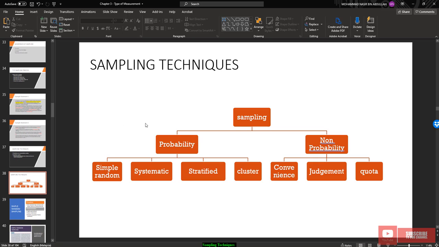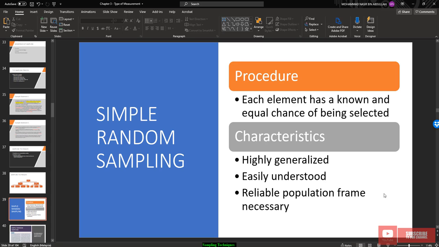Now look at this chart. In sampling techniques, we have two parts. First is probability sampling techniques, and the other is non-probability sampling techniques. The probability sampling techniques that we're going to discuss in this lecture are simple random sampling, systematic sampling, stratified sampling, and cluster sampling. For non-probabilistic sampling techniques, we have convenience, judgment, and quota. So let's look at the first sampling technique under probabilistic sampling techniques.